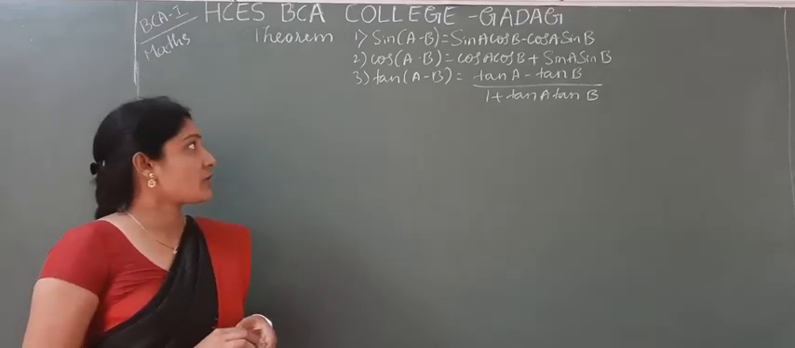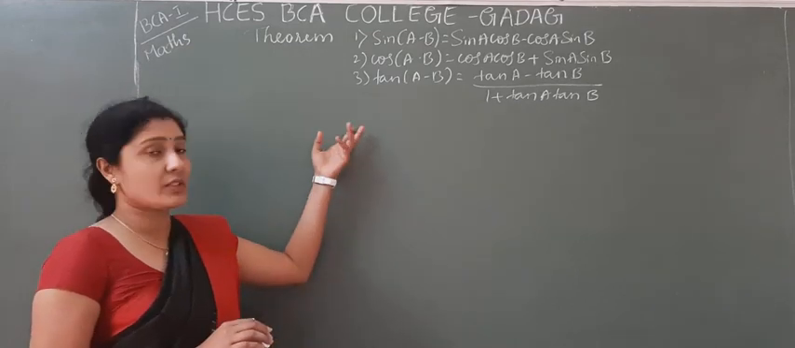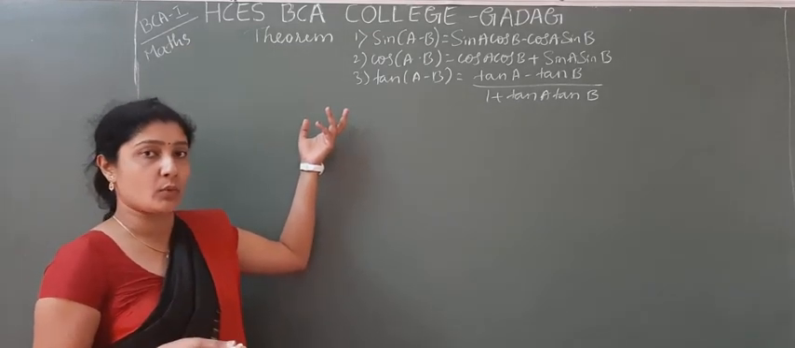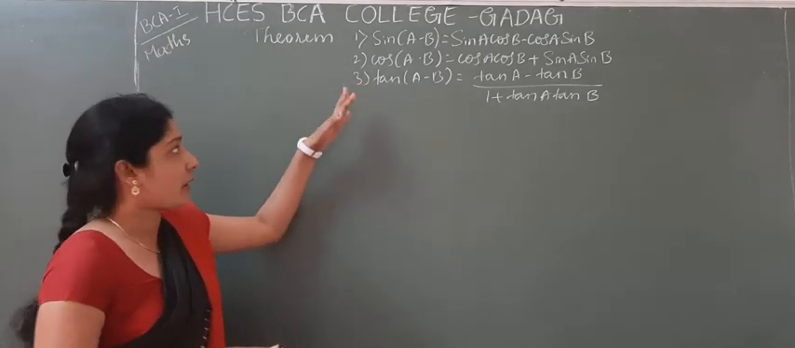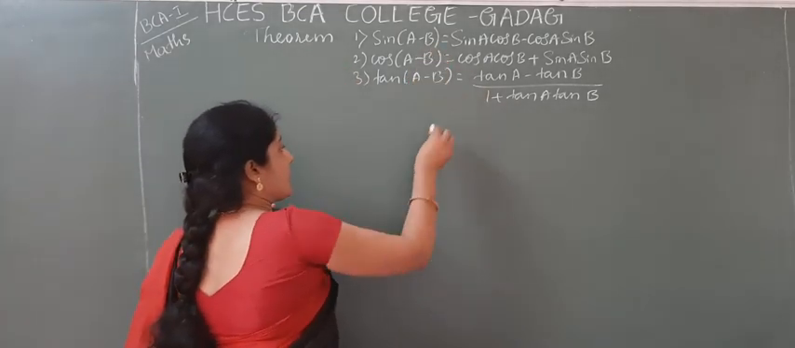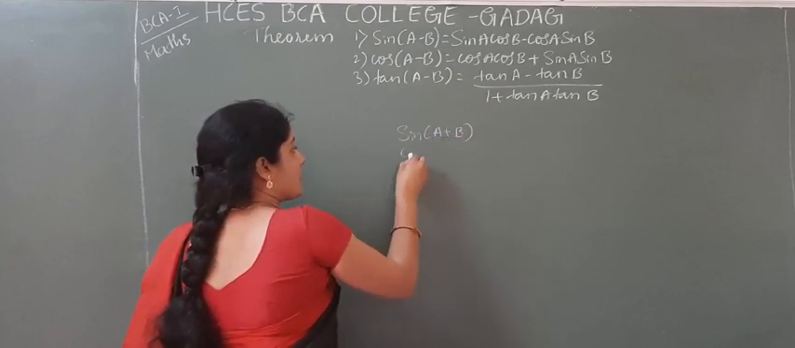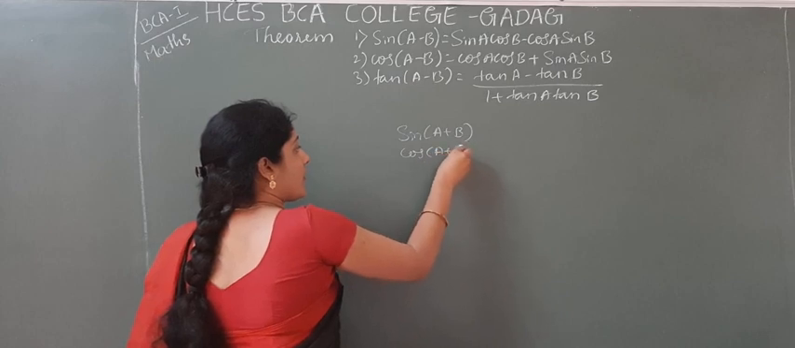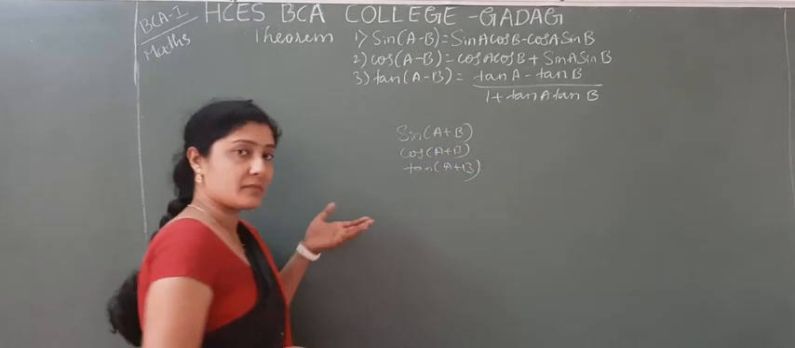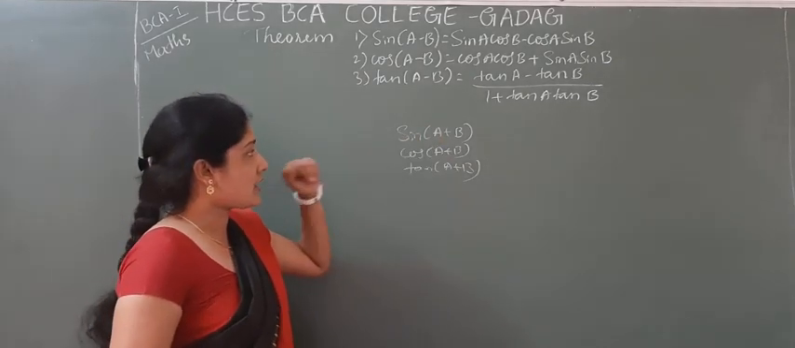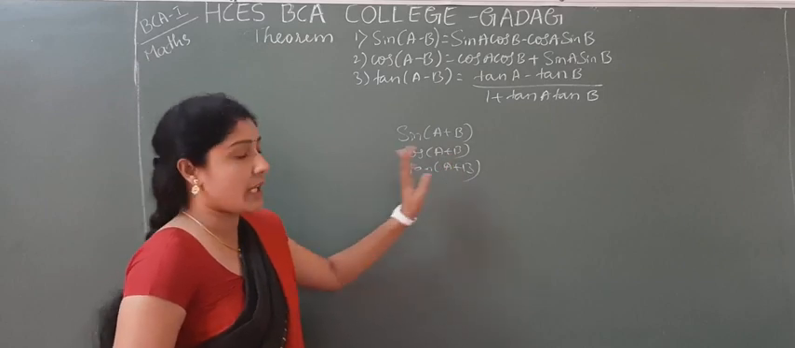So in the last class of mathematics of BCA first semester, we studied 3 theorems and we derived 2. So in the addition theorem, there are 3 more theorems. In the last derivation we studied sine a plus b, cos a plus b and tan a plus b. Now in today's class we will study sine a minus b, cos a minus b and tan a minus b.